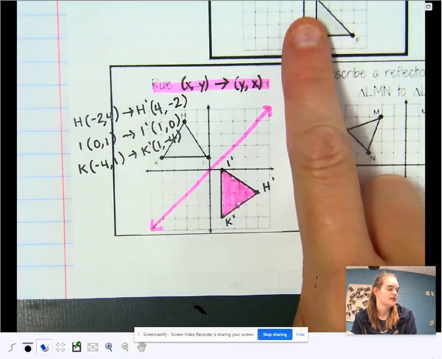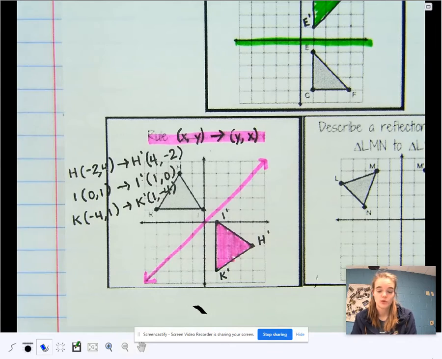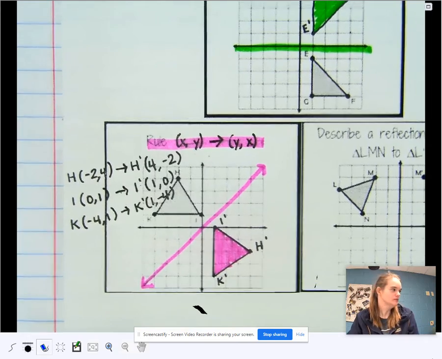Reflecting over axes, such as the x and y, is a lot easier to do by just doing that, but if you want to use the rule, go for it. We're going to describe a reflection in the next one.